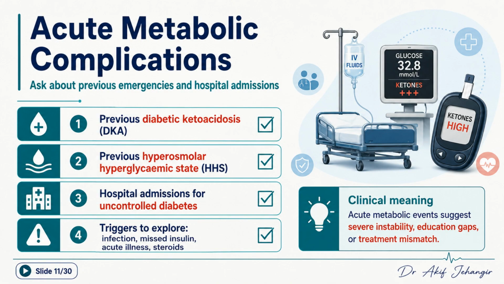Ask about acute metabolic complications. Has the patient ever had diabetic ketoacidosis? Have they had hyperosmolar hyperglycemic state? Have they been admitted with uncontrolled diabetes? These events suggest severe instability, treatment mismatch, intercurrent illness, or gaps in education.